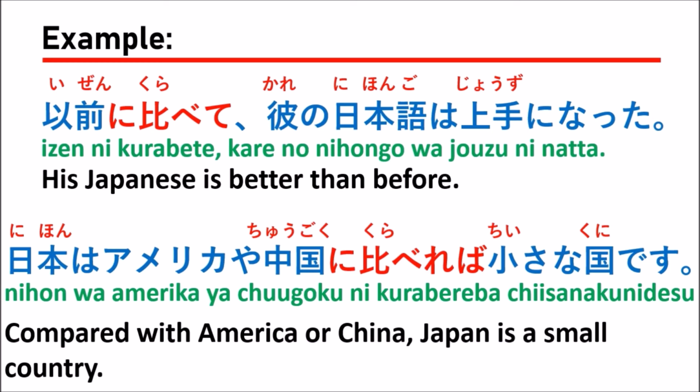Ni kurabereba and ni kuraberu to are very similar. That means you have to begin with "if". In here they say America ya Chugoku ni kurabereba, which means if you compare with China and America, Japan is a small country. So I hope you understand how to use ni kurabete, ni kurabereba, and ni kuraberu to.